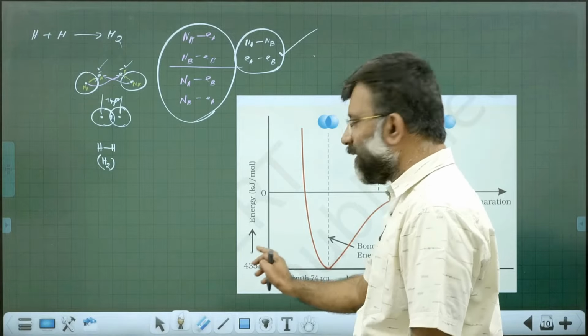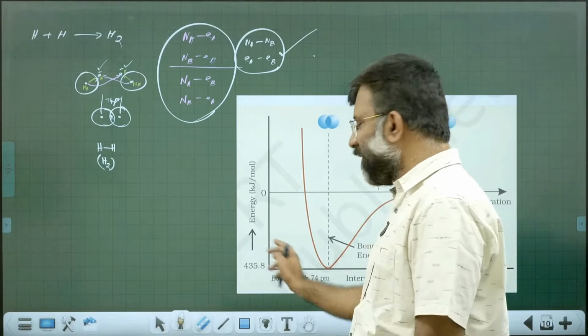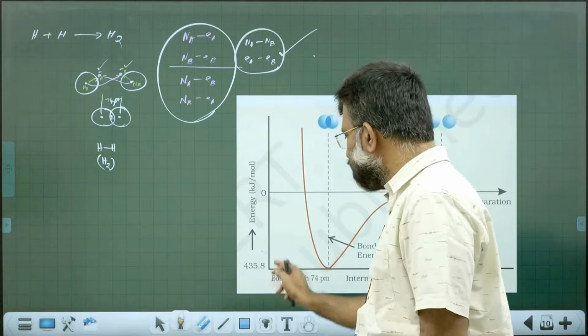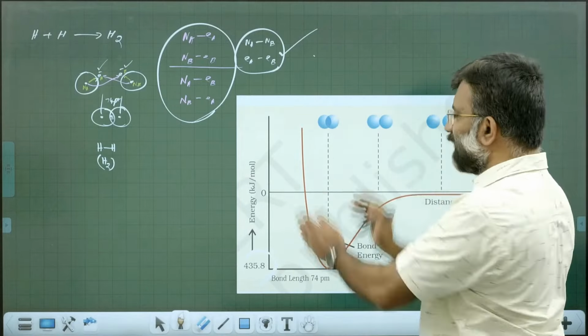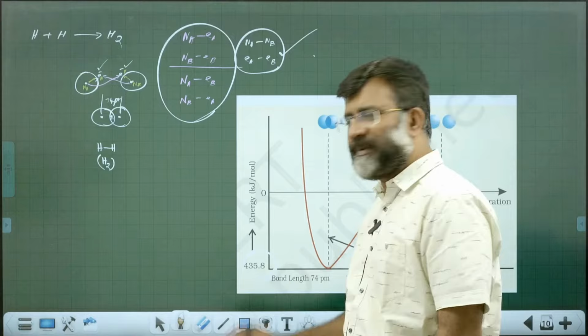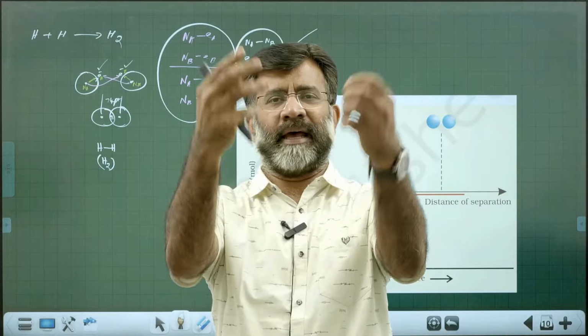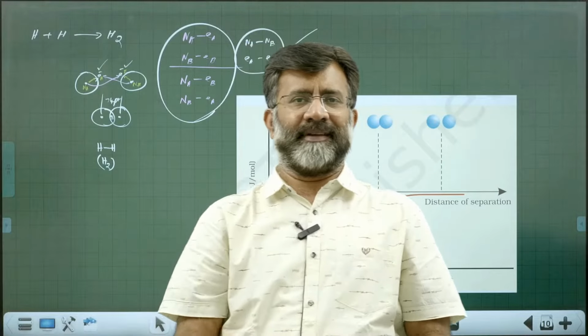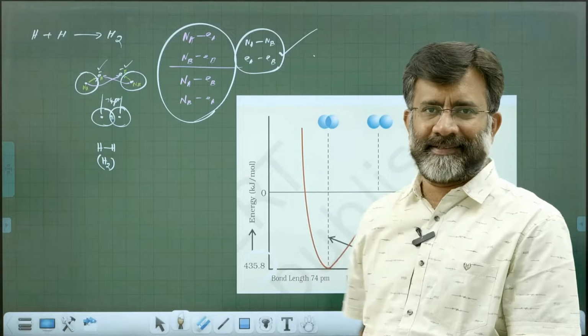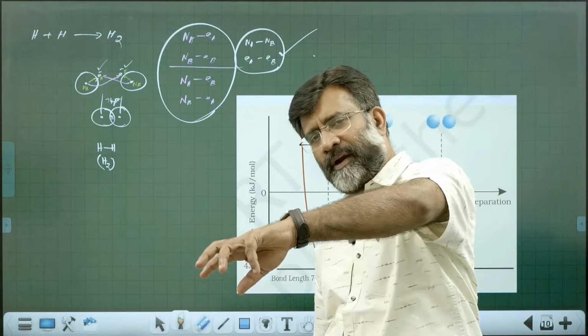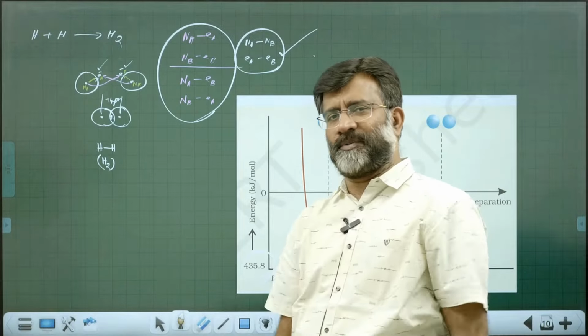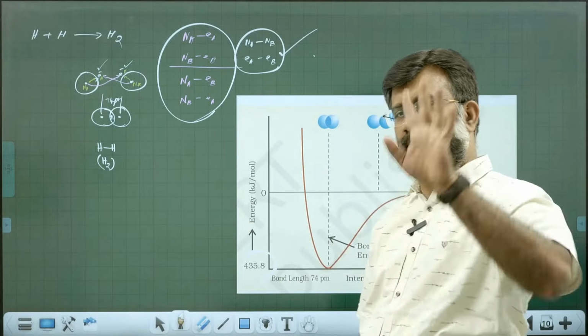This is the bond energy of hydrogen. If you give this much energy, you can break that bond, because in forming that bond, that much energy dropped. Energy dropped means energy released. If you supply that equivalent energy, you can break the H-H bond. That is called the bond energy, which we have seen already.